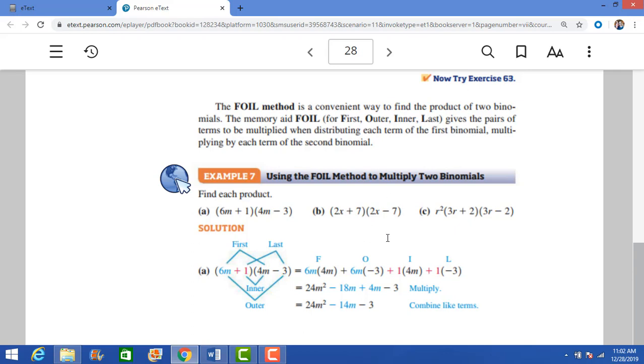Okay, but the distributive property will also work. In fact, the FOIL method is the distributive property done twice. Okay, so again, it's just a neat way of remembering how to multiply two binomials. But in essence, it's using the distributive property twice.